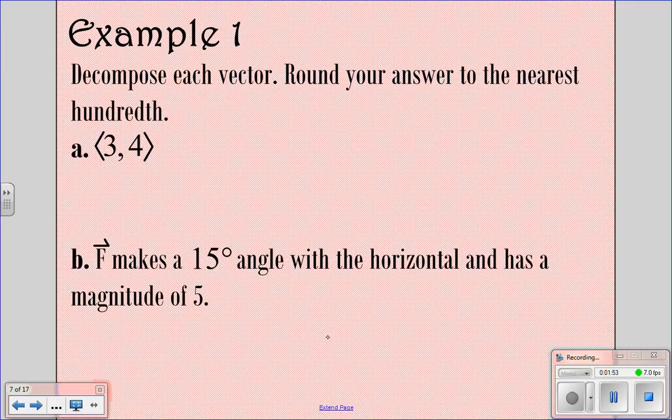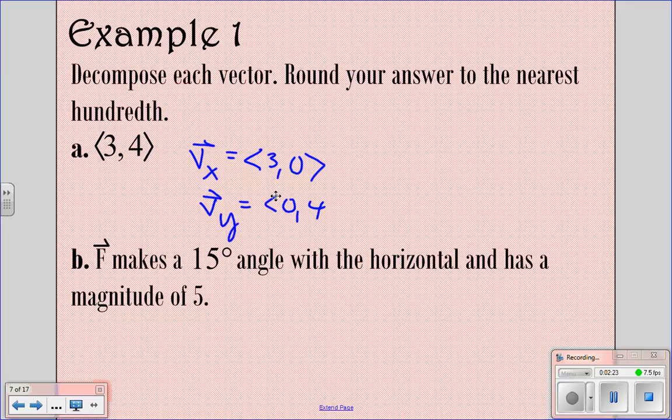So we want to decompose each vector and then round your answer to the nearest hundredth. So to decompose it, we're going to split it into the horizontal and the vertical components. So this one has a horizontal component of 3, and so you're going to write the vector in the horizontal part, that's your x, is (3, 0). And then the vector that's in the y component, that's the vertical component, is (0, 4). And so those would be your two answers.